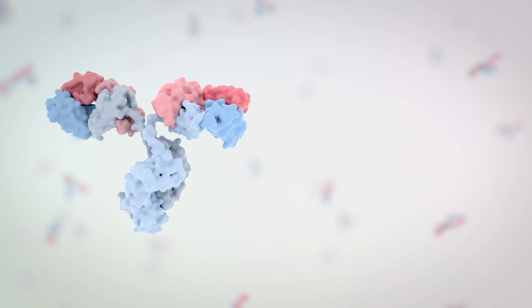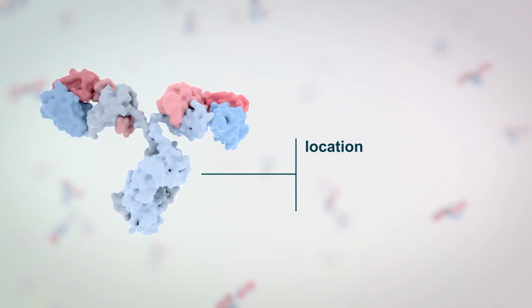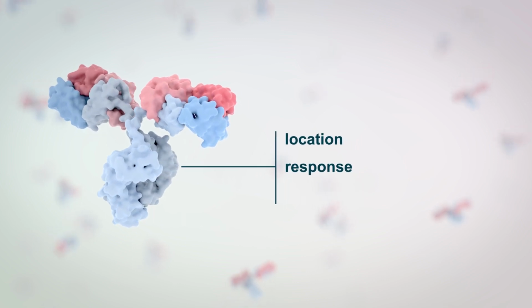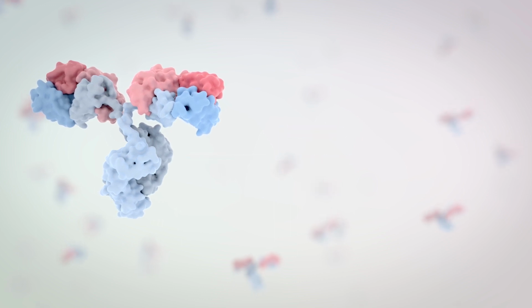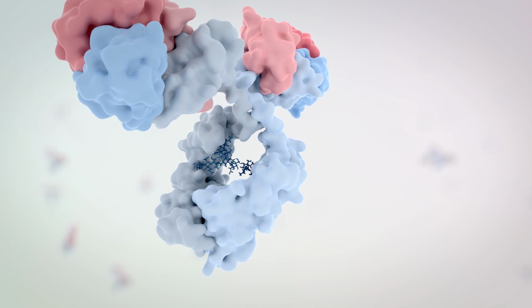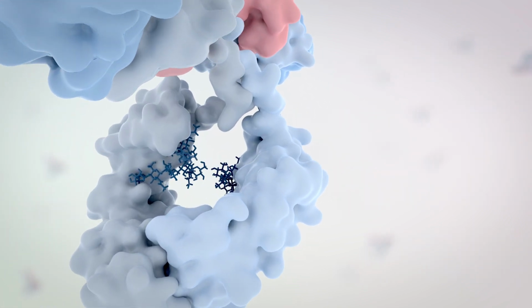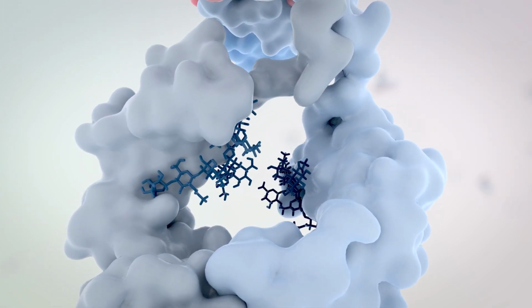The heavy chain constant region of an antibody determines where in the body the antibodies are located, what kind of immunological response an antibody is able to mediate, and what the oligomeric state of the antibody is. Carbohydrate chains are attached to the heavy chain constant region and sit between the 2 heavy chains. They are associated with stability and effector function of the antibody.